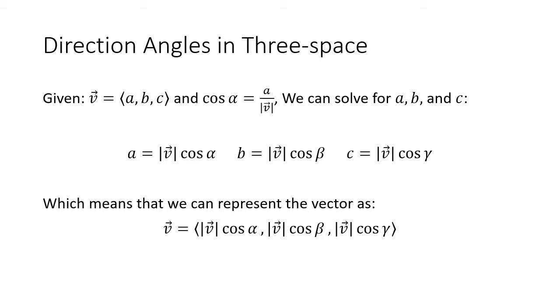Time for one last interesting fact about direction angles and one last example. So again, if I'm given vector v, which has components a, b, and c, and we already know that cosine of alpha is a over the magnitude of v, and so on, well, I can actually solve fairly easily for a, b, and c. Just clear those fractions. If I multiply both sides by the magnitude of v, I get a equals magnitude of v cosine alpha, b is magnitude of v cosine beta, c is magnitude of v cosine gamma, and I should plug those back in for my a, b, and c in my original vector.